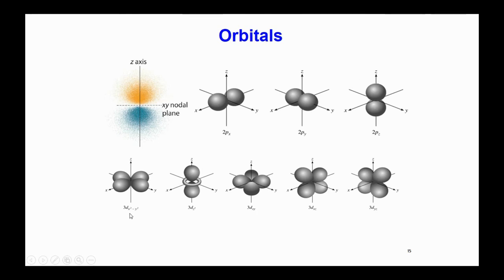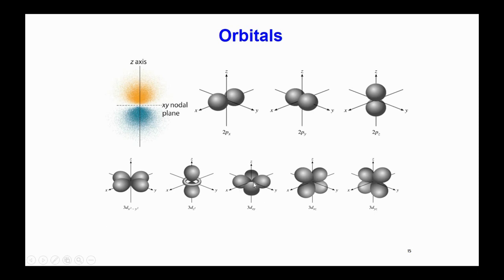Next, for d orbital, for dx squared minus y squared, the orbital lies on x and y axis. For dz squared, the orbital lies on the z-axis and we have a ring on dz squared. But for dxy, the orbital is in between x and y axis.